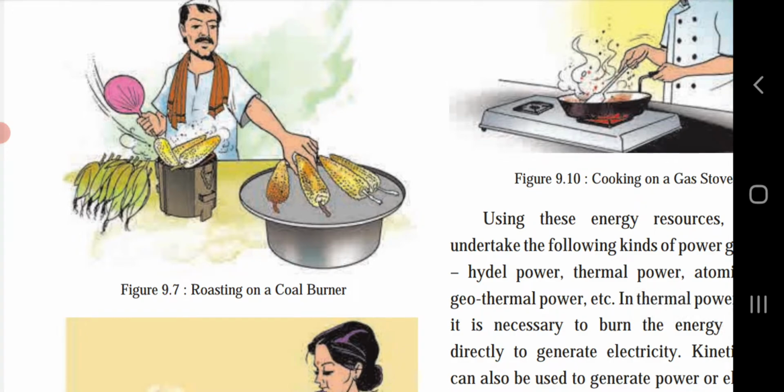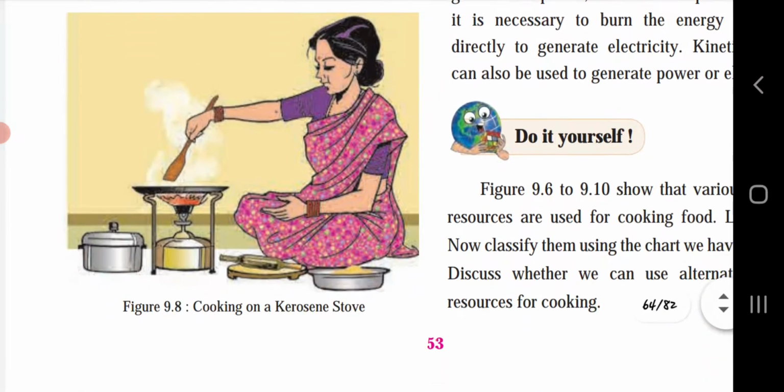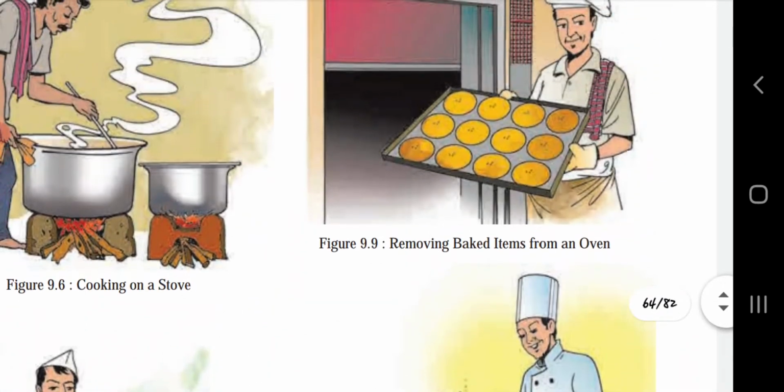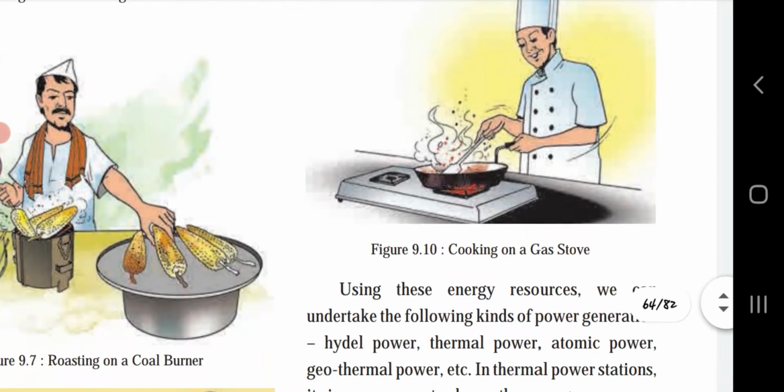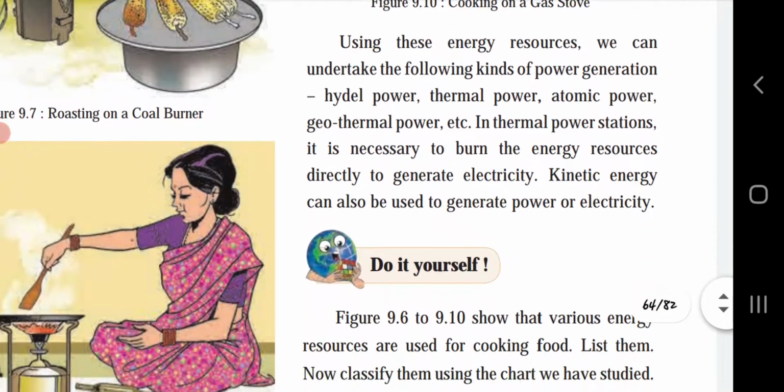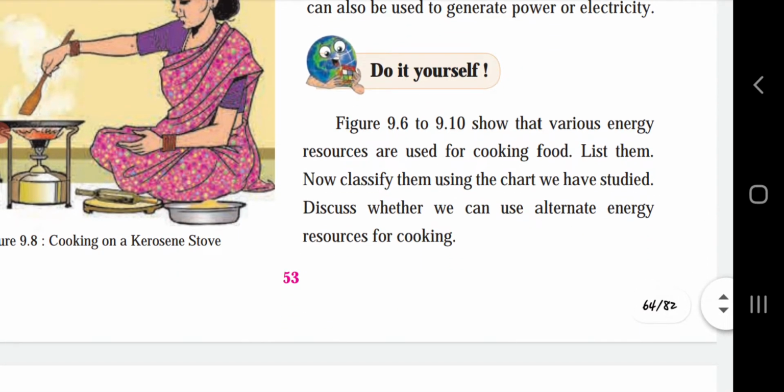9.6 Roasting on a coal burner. So yes, we can use coal for cooking food. Kerosene can also be used for cooking food. An oven can also be used to prepare food. Cooking on a gas stove. A gas stove is also one of the types for cooking food.